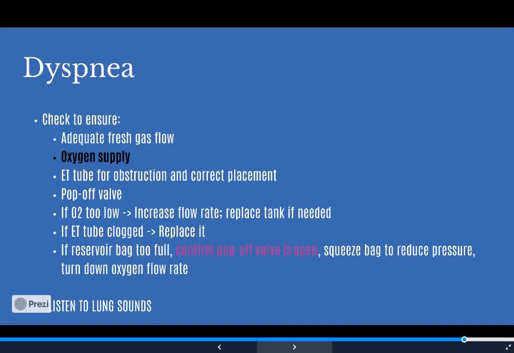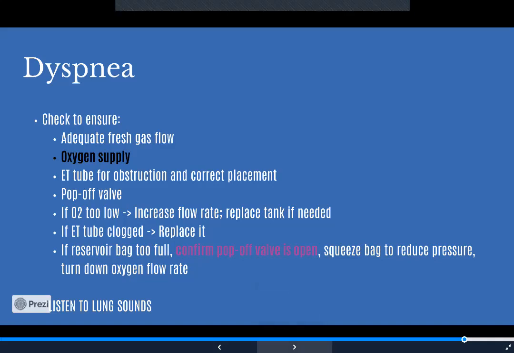So difficulty breathing, so dyspnea, checking that there's adequate fresh gas flow. So, you know, before going to surgery, knowing that you are going to have enough oxygen, right? These should be the checkoffs before you start any anesthetic procedure. It's just making sure, hey, my anesthetic machine is ready to go, that you have oxygen supply. So for however long, don't get into a procedure and then have to quickly figure out how to change your oxygen. That is not okay for your animal. And you know, that would be really, really awful.